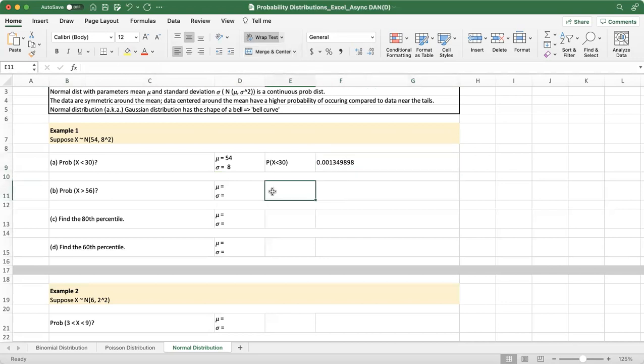Now let's look at the second one. What's the probability of X being greater than 56? We have the same mu and sigma here, it's 54 and 8. And we want to find the probability of X being greater than 56. It's very easy to compute cumulative probabilities in Excel.